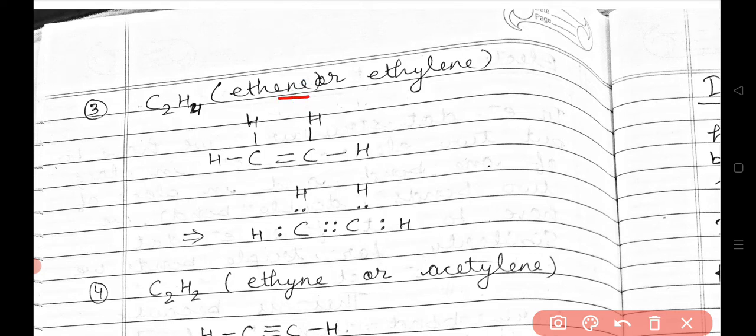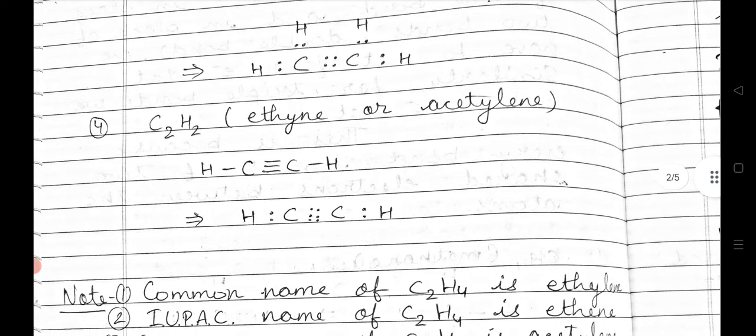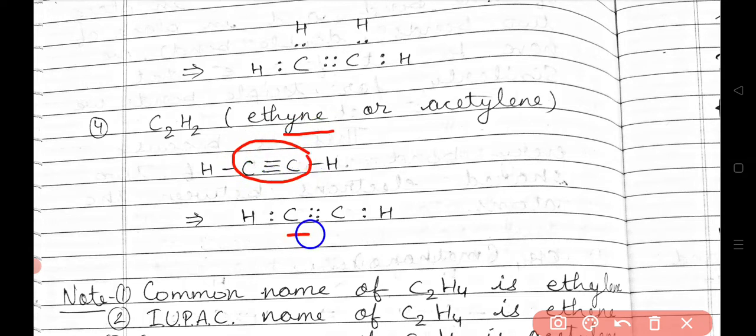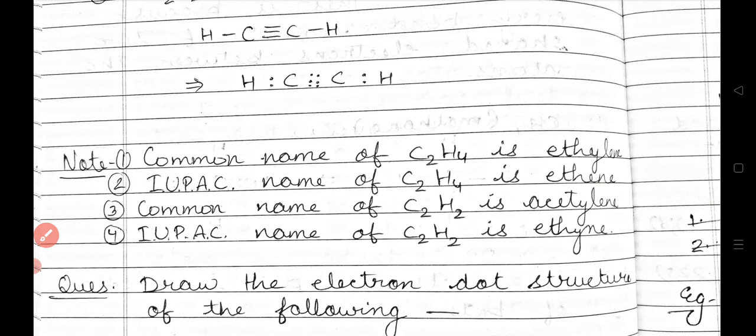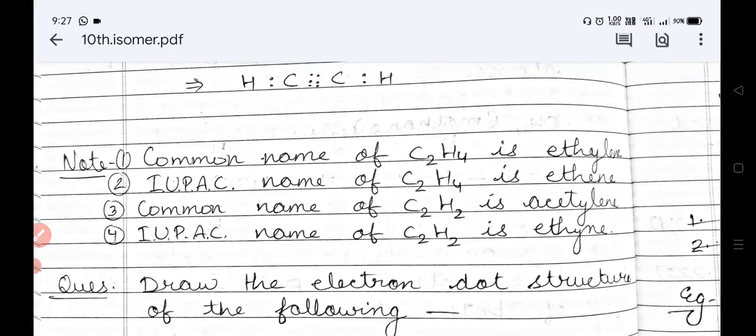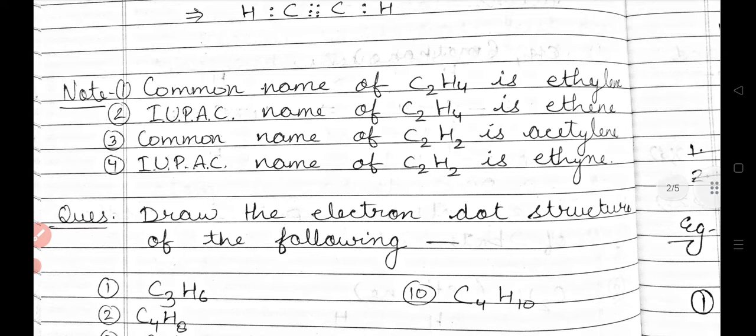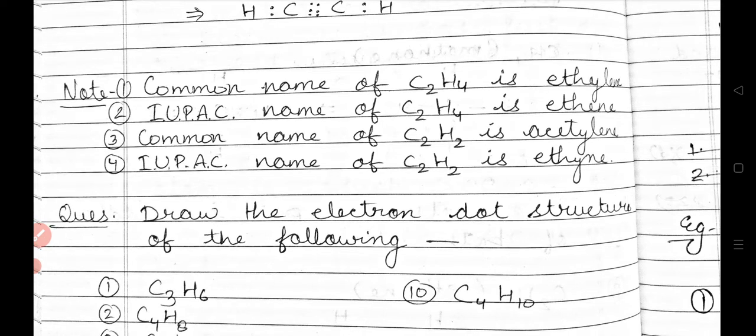Because of ene, a carbon-carbon double bond is present here, so four dots are present between the carbon atoms. Next, ethyne. In ethyne there is a carbon-carbon triple bond, hence six dots are present between the carbons. The common name of C2H4 is ethylene, and the IUPAC name of C2H4 is ethene, and the common name of C2H2 is acetylene. As we already discussed, the IUPAC name of C2H2 is ethyne, with the formula CnH2n-2, as we already discussed in offline and online classes.